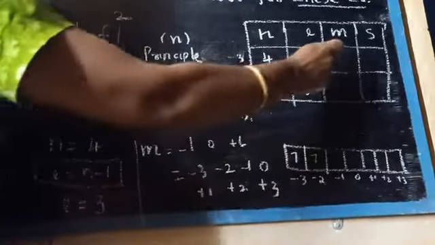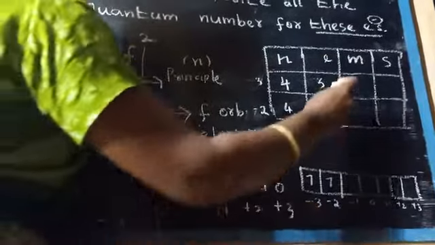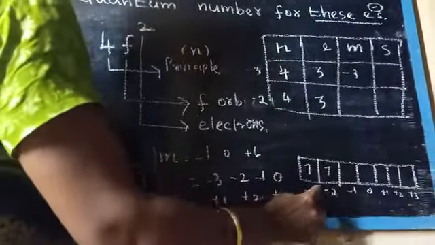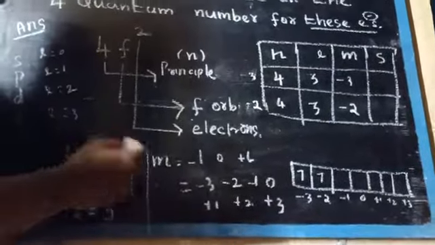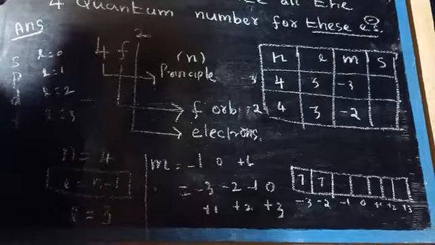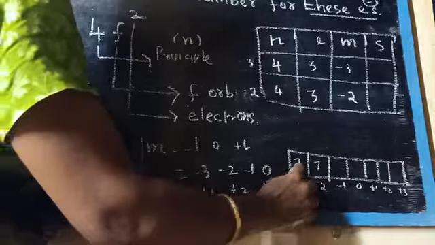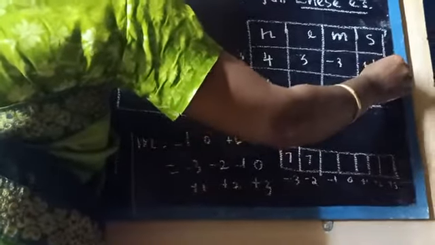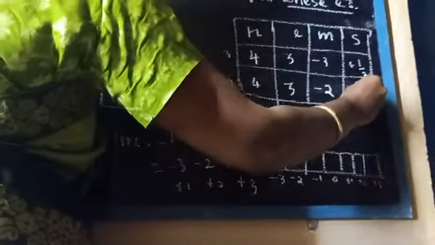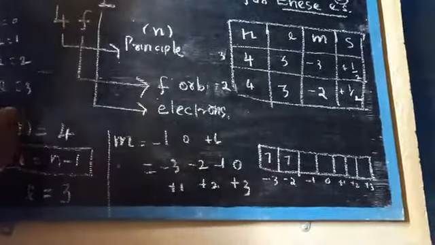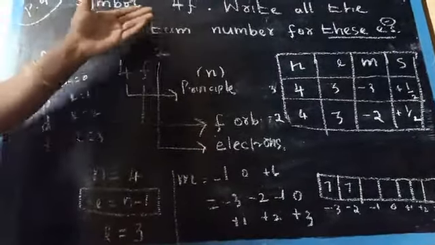Next, fill in the m, the magnetic quantum number. What is the value? Minus 3 for this electron, and for this one, minus 2. Now fill in the spin quantum number. These electrons have the same spin, so enter plus half, plus 1 by 2. For this electron also plus 1 by 2. Are you clear, children? This is the way to find the answer for this question.